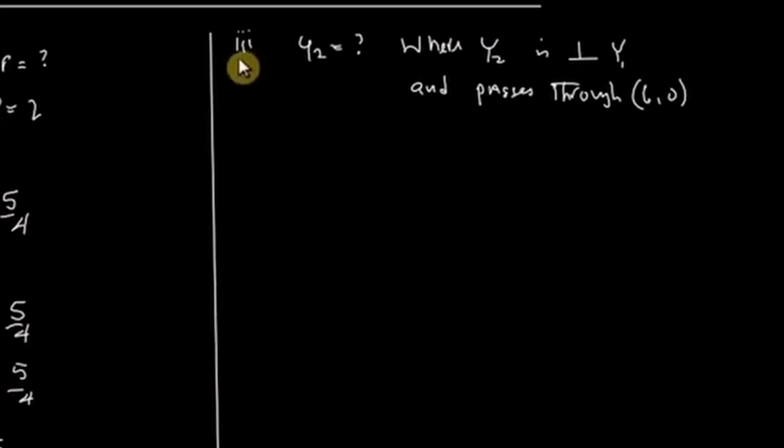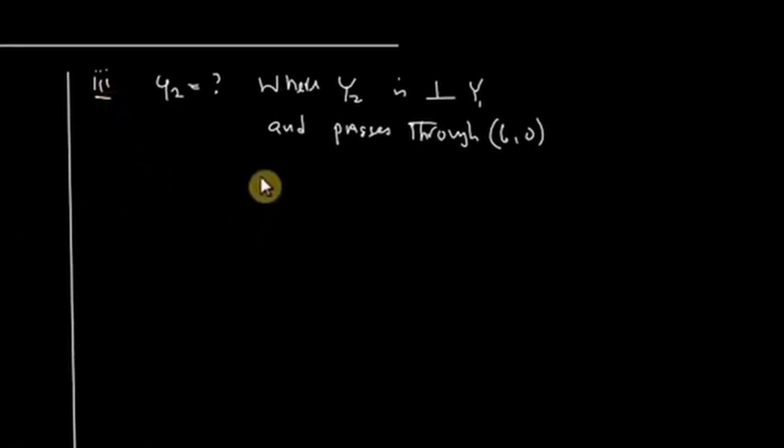Finally, for part 3, we're given that a second line y2 is perpendicular to this line, which we can call y1. It also passes through the coordinates 6 and 0, so we are to find the equation of that line. So two things we need to find the equation of a line. We need to know the slope of the line and the intercept of the line.